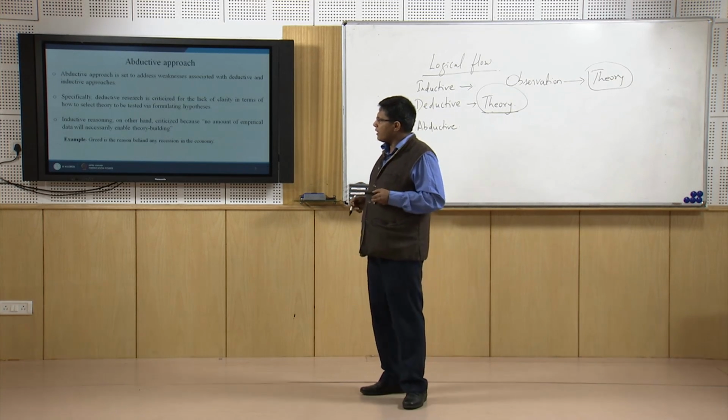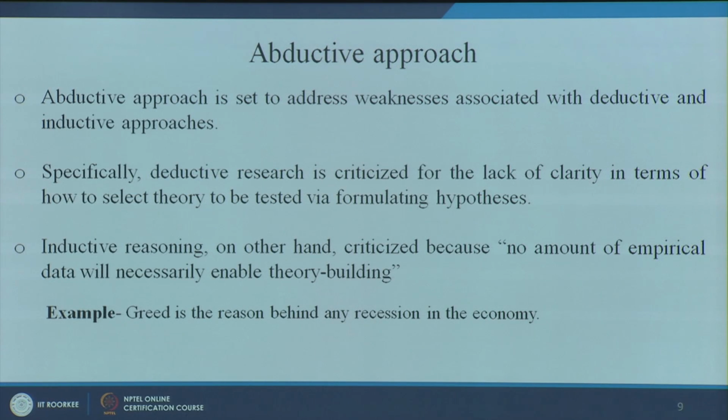So, what is the example I have given here? If you can see, greed is the reason behind any recession in the economy. Let us take this example of an abductive approach, where we are asking what is the reason behind the recession in the economy. Let us say some of the great recessions that have happened in the world, from the 1929 depression to any financial depression, even the recent subprime crisis. Greed has been mentioned as one of the reasons behind any recession in the economy.